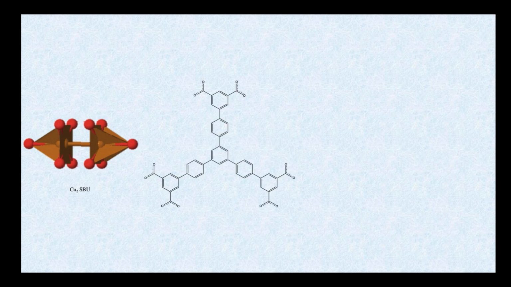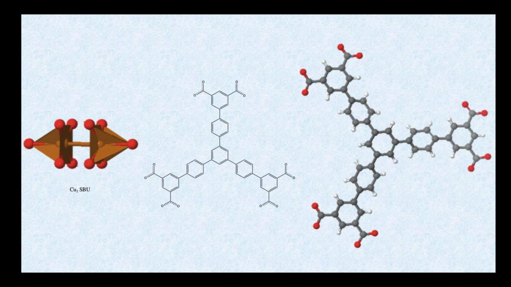Based on the same dicopper metal SBU but using a much larger and more complex linker, which has multiple benzene rings in, you can form NOTT-112, a MOF with a surface area of 3,800 meters squared per gram, which is utilised mostly for hydrogen storage and has proved very promising in this area.